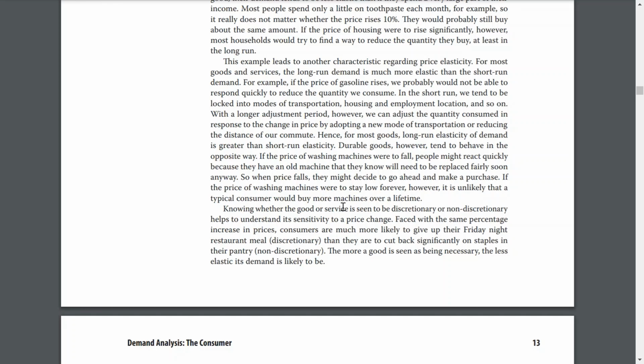Durable goods, however, tend to behave in the opposite way. If the price of washing machines were to fall, people might react quickly because they have an old machine they know will need to be replaced fairly soon.